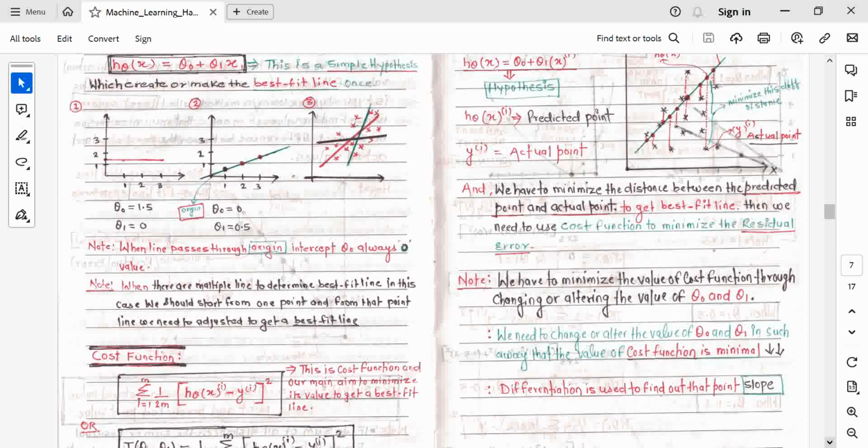When the line passes through the origin, the intercept is always 0. We have already discussed this. When the line passes through the origin, the intercept theta 0 will always be 0. When there are multiple lines to determine the best fit line, in this case we should start from one point, and from that line we need to adjust it to get the best fit line.